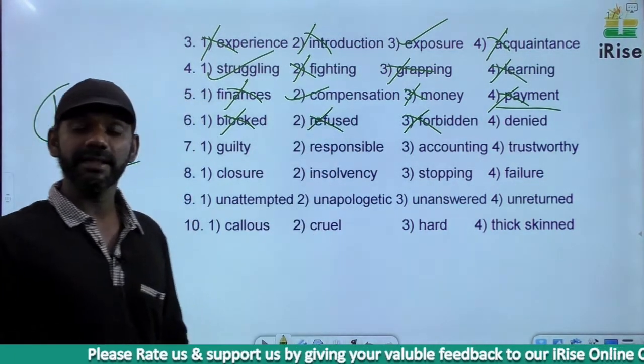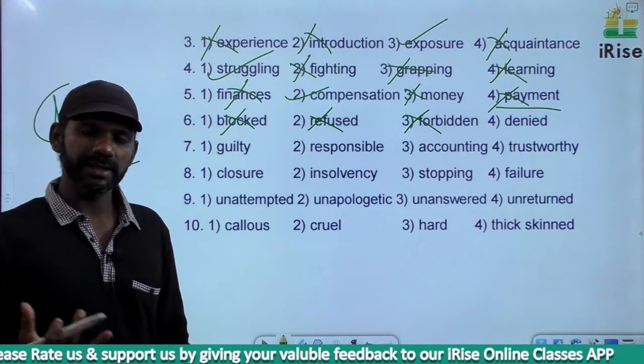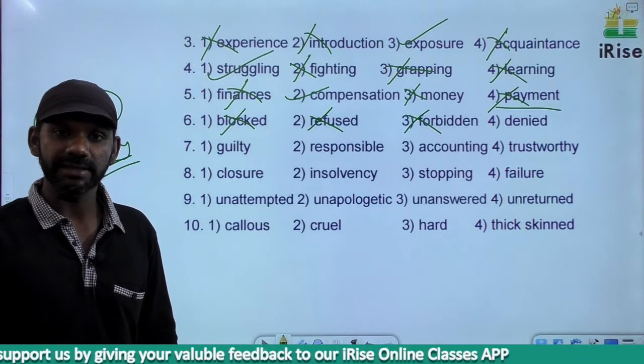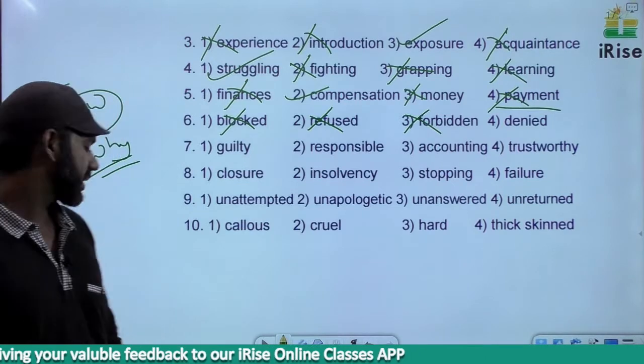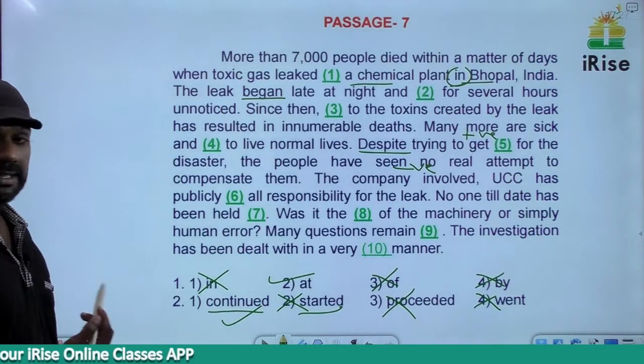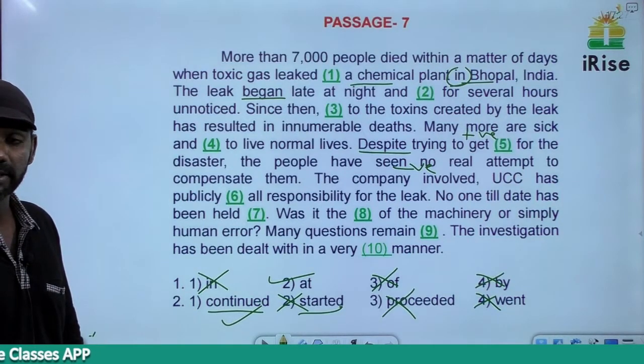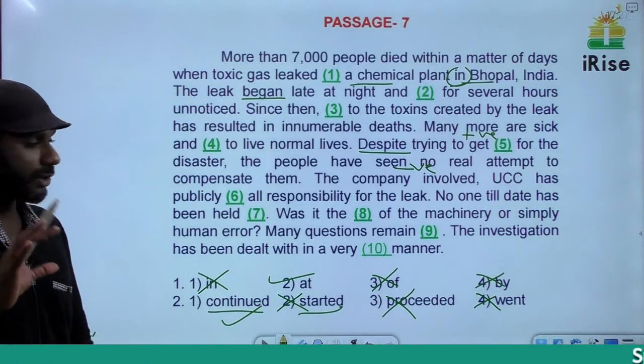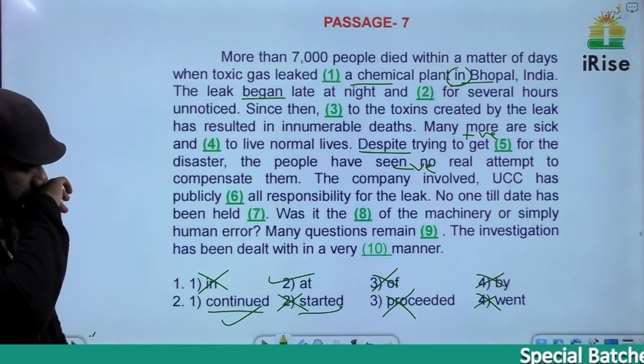Denying means saying that we did not do something. You say that I did a crime, I say I deny it. That means I say I did not do it. That fits here. The company involved, UCC, has denied all responsibility for the leak. Refuse does not fit here. Saying no to an offer is called refusing.